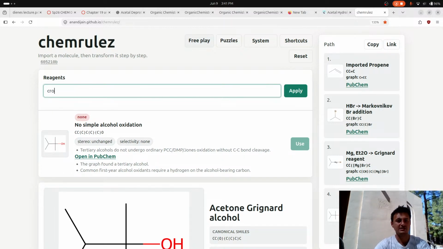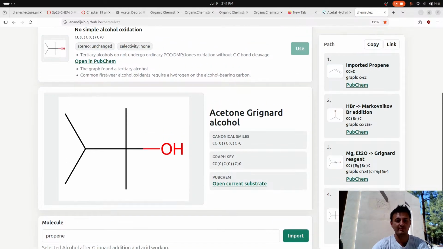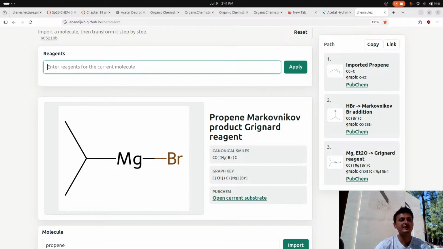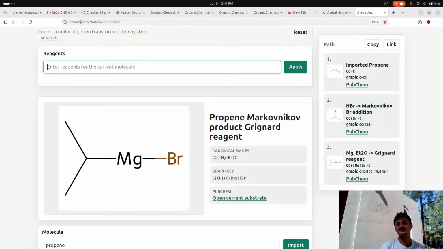Jones, or like CrO3. Actually, Jones should oxidize this to a carboxylic acid, I think, but it might be steric. But how do we get an aldehyde from a tertiary alcohol? Oh, we can't. It's a tertiary alcohol, that's why it doesn't work. It doesn't react. Anyways, that's how you use it. So you got most of the rules.